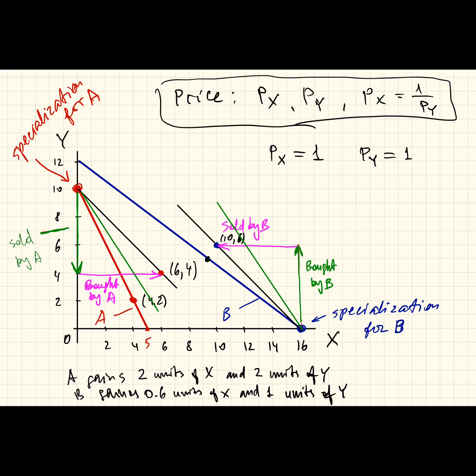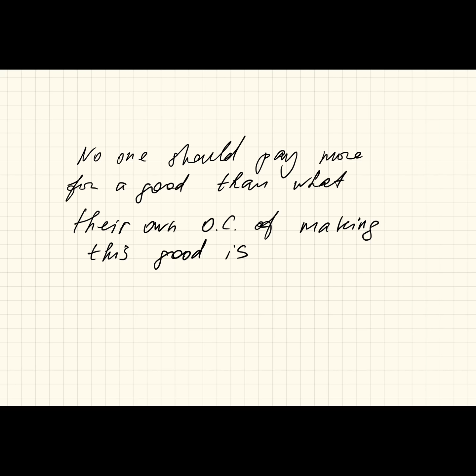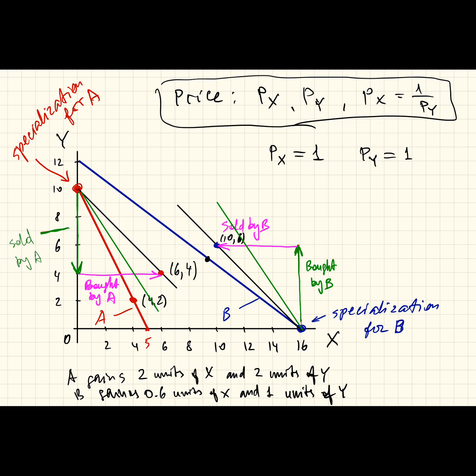So how can we formalize it? We can formalize it by saying that no one should pay more for a good than what their own opportunity cost of making this good is. Because when the price of the good someone is buying becomes the same as his own opportunity cost, it means that they can just as easily produce the good themselves, and what they're going to sacrifice to get this good will be exactly the same amount. So they will accept any price up to their own opportunity cost.